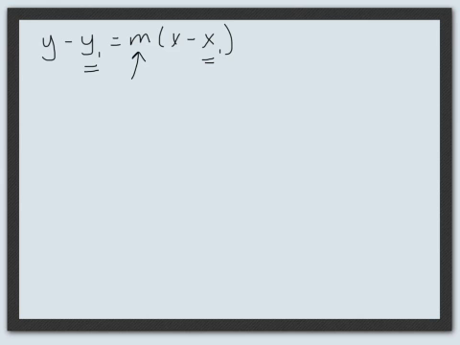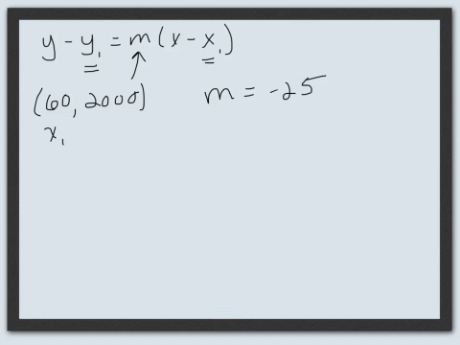If you were wanting to write an equation of a line that passed through the point, let's say (60, 2,000), and had a slope of negative 25, you would just sub in accordingly. The point (60, 2,000) you would sub into the equation this way. The 60 would go in for the x sub 1, and the 2,000 would go in for y sub 1, because (60, 2,000) is just one of the points that would make this equation true. Slope, as always, is represented by the letter m, and in this case, m is negative 25.